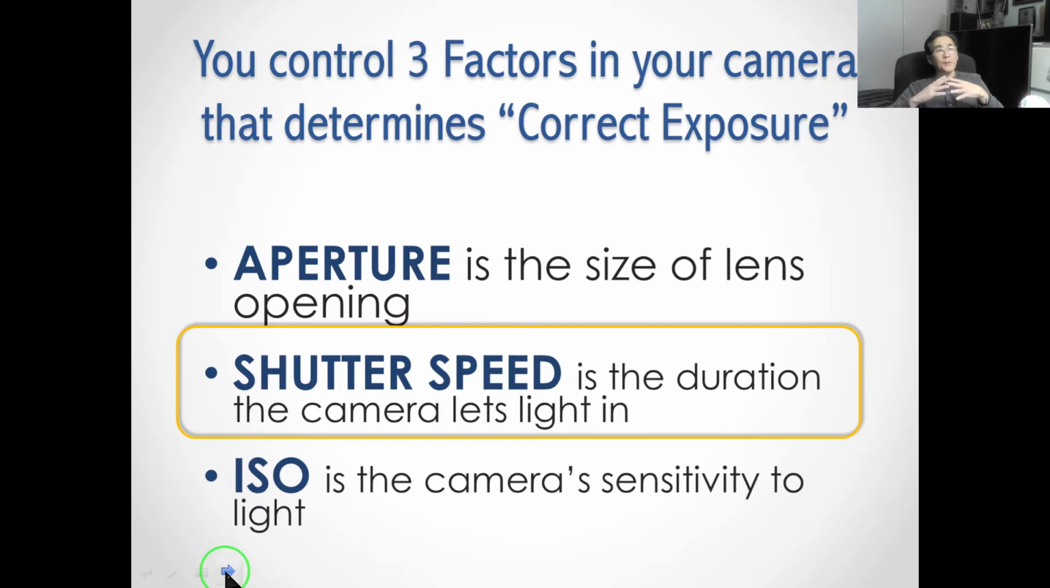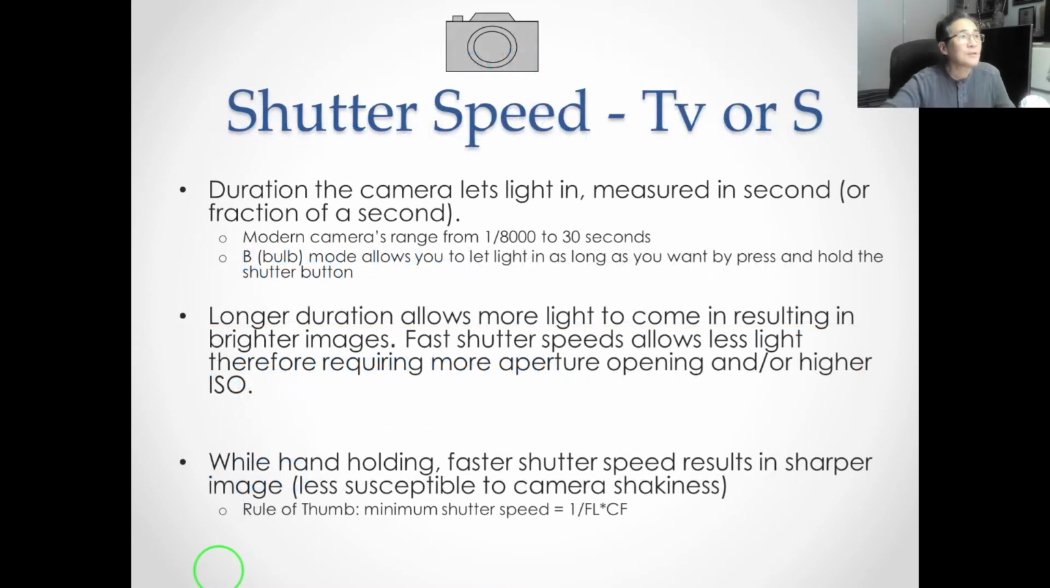But anyway, so the three factors, shutter speed is one of them, a very important one as well. So we are going to discuss that in detail. All right, so what is shutter speed? Shutter speed is basically the duration that the camera lets the light in, through the lens into the sensor.